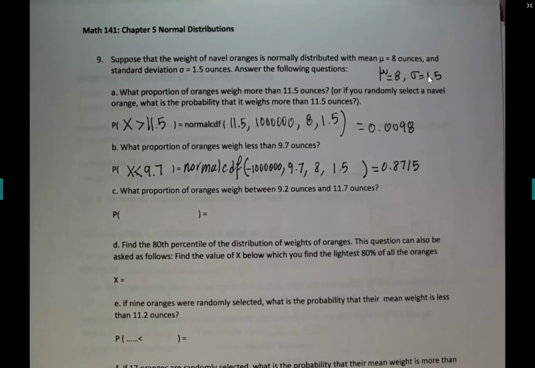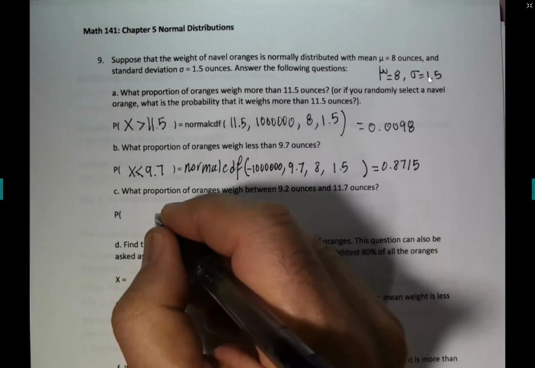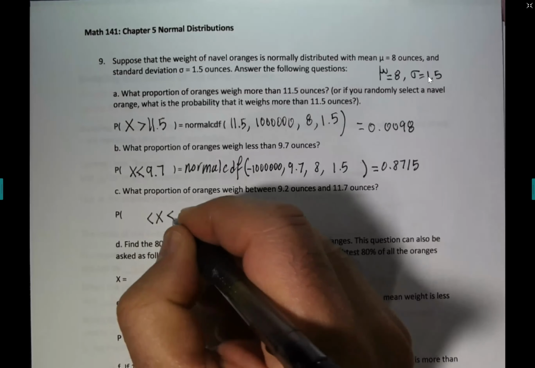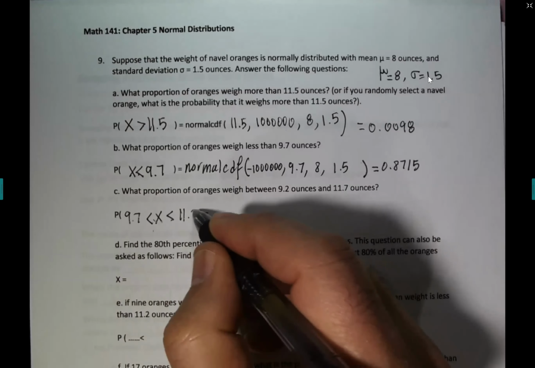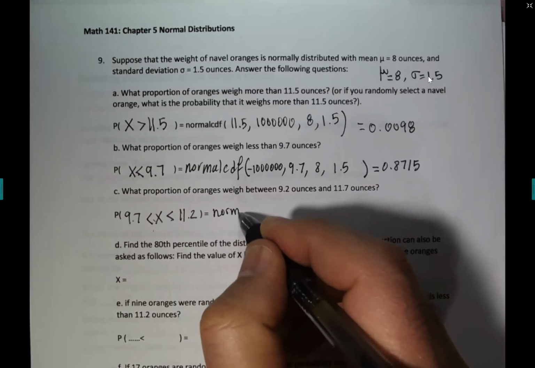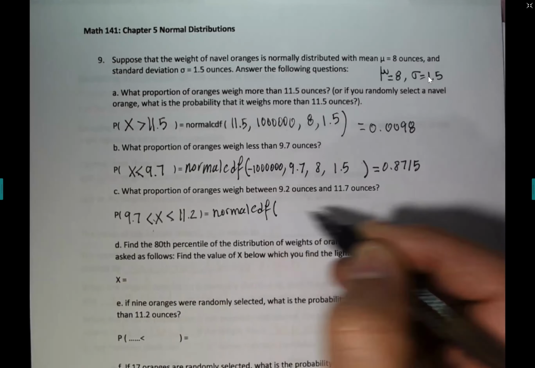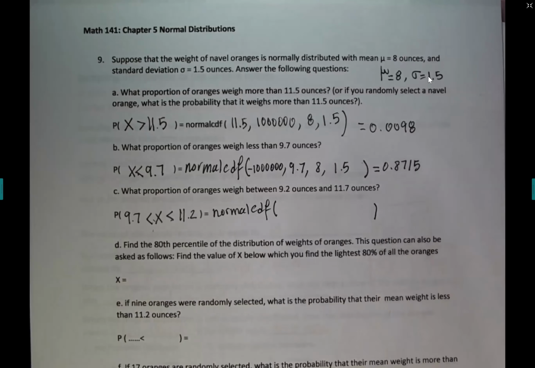Okay. C, what's the probability of selecting an orange that weighs between 9.2 ounces and 11.7 ounces? And guys, you write in between like this, 9.7, 11.2. And it will be normal CDF. And guys, is it X bar? No, just X. Only X bar if you have a sample size more than one. He hasn't talked about sample size yet, as you notice.